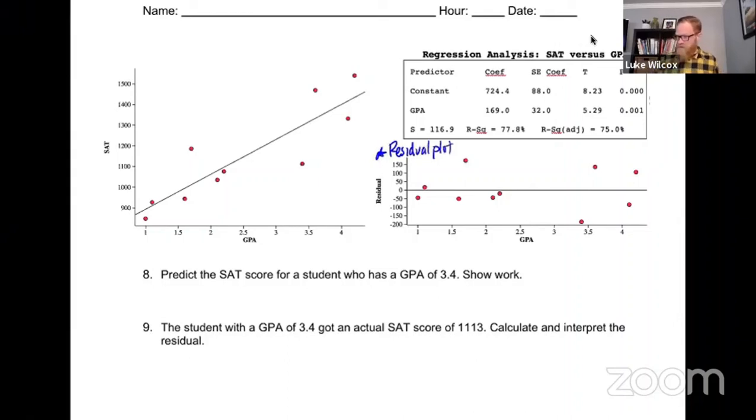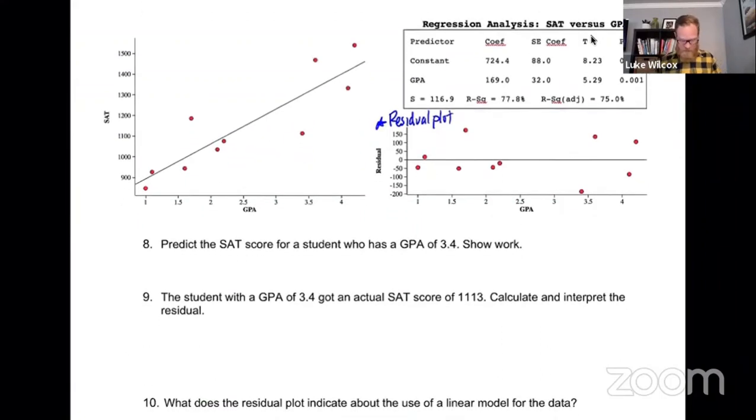So we need to do some thinking about what this residual plot is showing us and what things we can get out of that particular residual plot. So let's just dig into the questions here. All right, question number 8 says predict the SAT score for a student who has a GPA of 3.4.